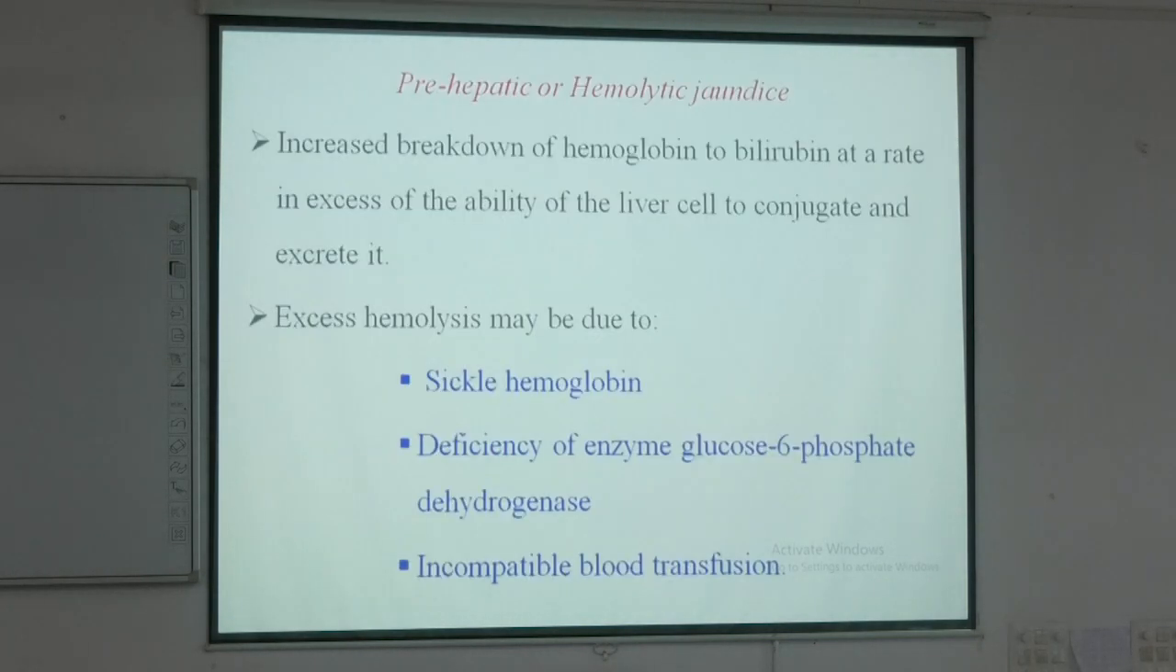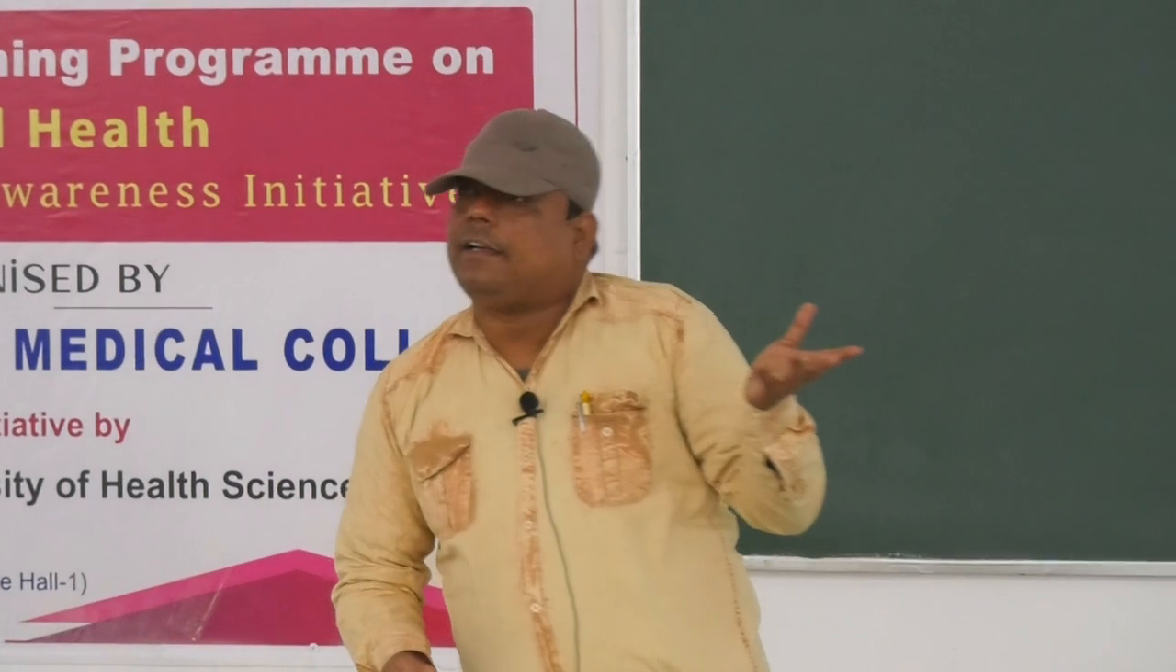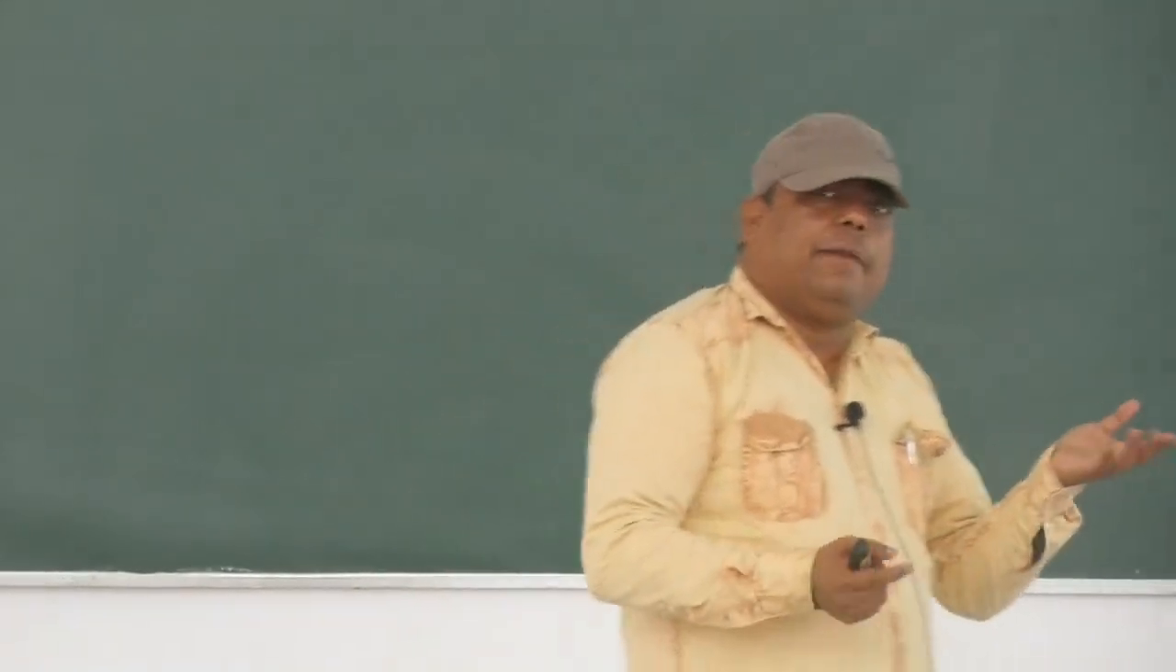अभी हम बात करते हैं प्रीहेपेटिक जॉन्डिस और हीमोलाइटिक जॉन्डिस. इट इज आइदर सिकल हीमोग्लोबिन, डेफिशिएंसी ऑफ एंजाइम G6PD, इनकॉम्पेटिबल ब्लड ट्रांसफ्यूजन. सो ऑल दिस प्रोसेस, द कॉज इज सिंगल सेम, that is destruction of the RBC. The rate of the destruction of RBC is increased. If the rate of the destruction of RBC is increased, there is formation of the bilirubin more. And these are not going to the next step of conjugation, and thus ultimately these are excreted at prehepatic level. That's why it is called prehepatic jaundice.